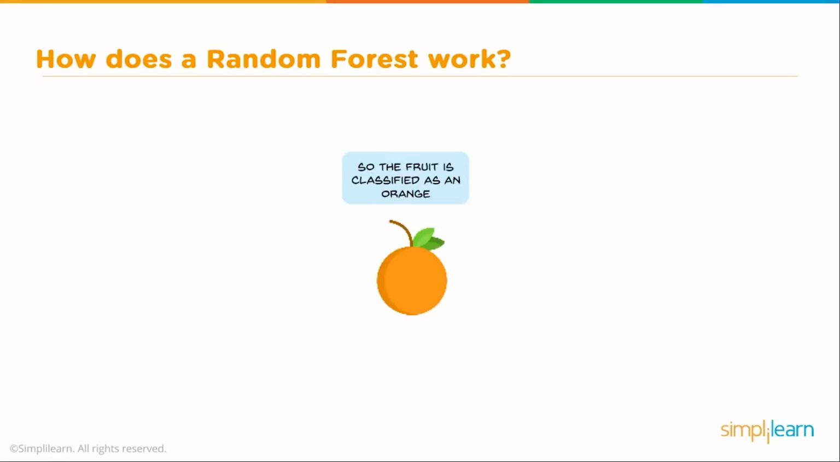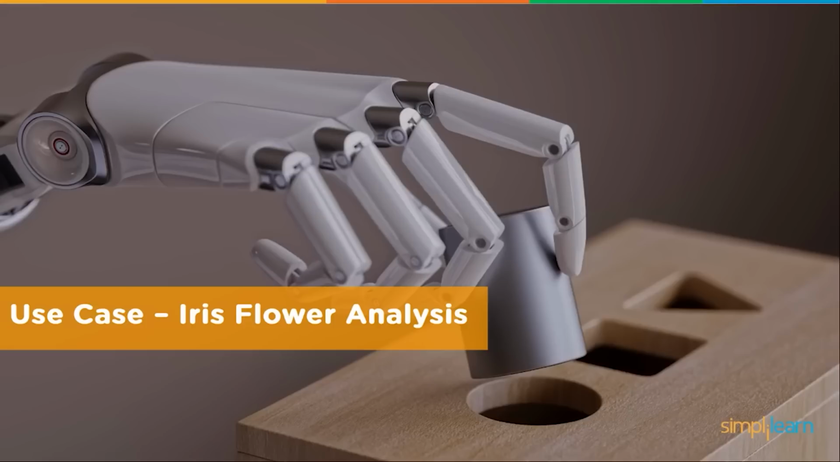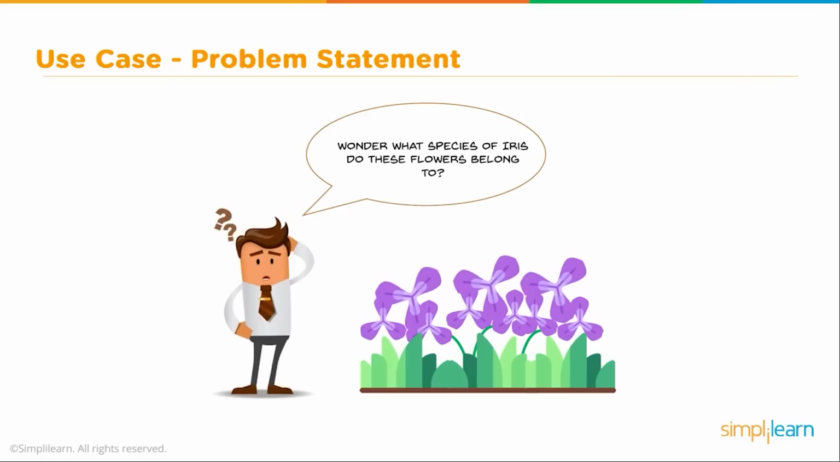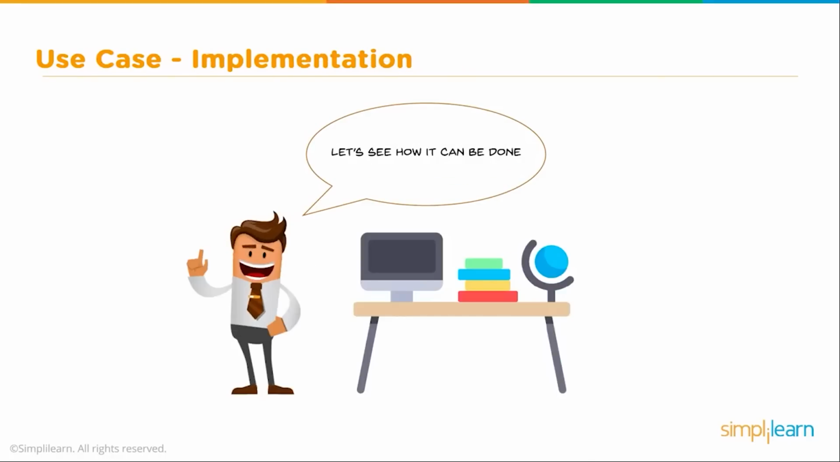So let's switch, and I did promise you we'd start looking at a case example and get into some Python coding. Today we're going to use the case, the iris flower analysis. This is the exciting part as we roll up our sleeves and actually look at some Python coding. Before we start the Python coding, we need to go ahead and create a problem statement. Wonder what species of iris do these flowers belong to? Let's try to predict the species of the flowers using machine learning in Python. Let's see how it can be done.